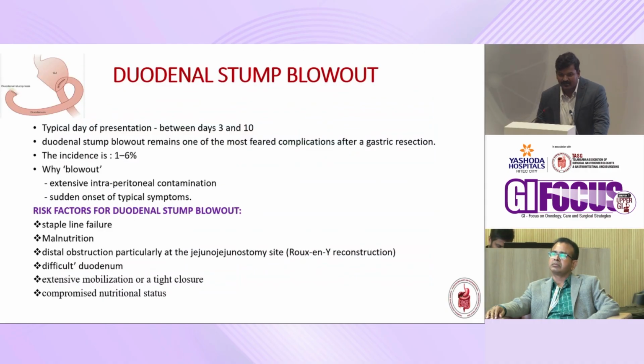And the most feared and morbid complication is the duodenal stump blowout. Usually it will present between day 5 to day 10. And why is it called blowout? Because there will be sudden onset of symptoms and there will be sudden extensive intraperitoneal contamination.